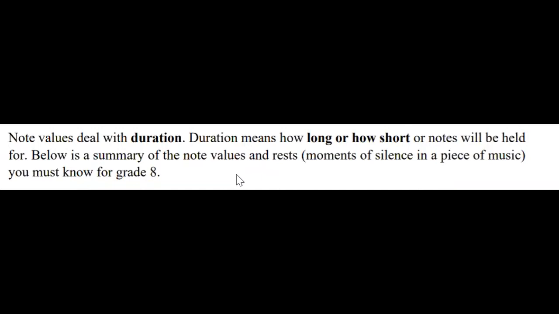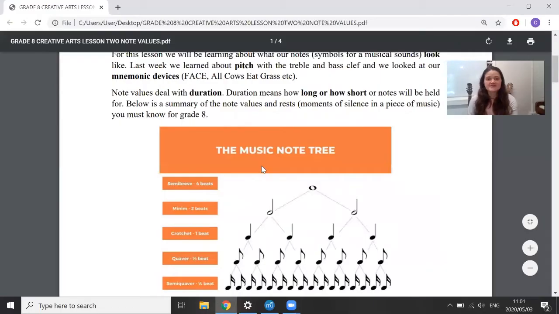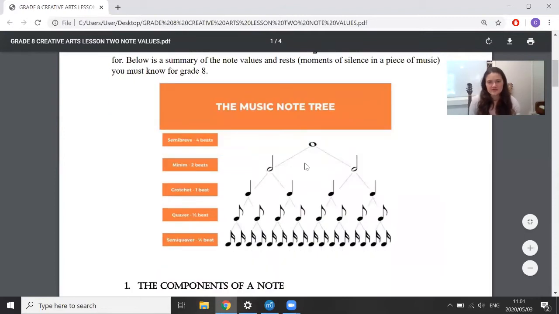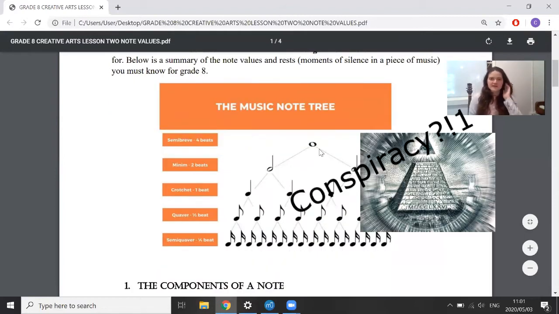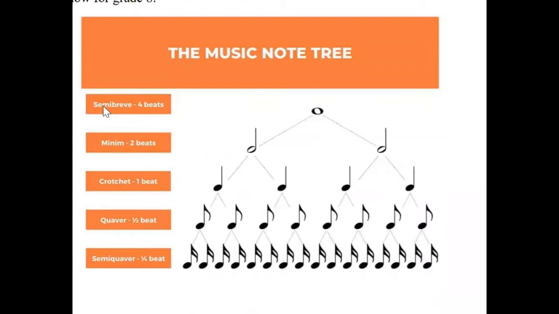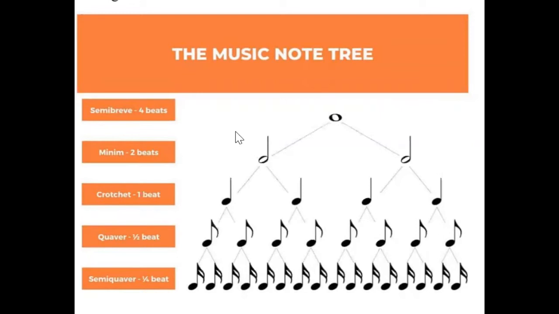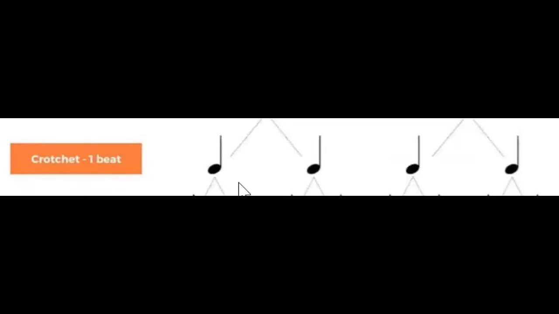Below is a summary of the note values and rests, and a rest is a moment of silence in the piece. I've put in this little picture of the music note tree for you. It almost looks like a pyramid, like the food pyramid. On top we have what we call a semibreve, and a semibreve we hold for 4 beats. The next one is a minim, and a minim we hold for 2 beats. A crotchet we hold for 1 beat, a quaver we hold for half a beat, and a semiquaver we hold for a quarter of a beat.